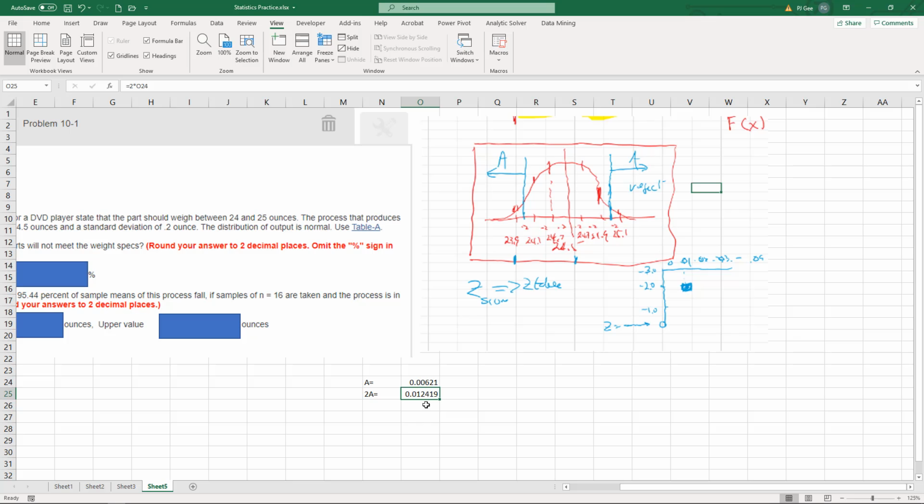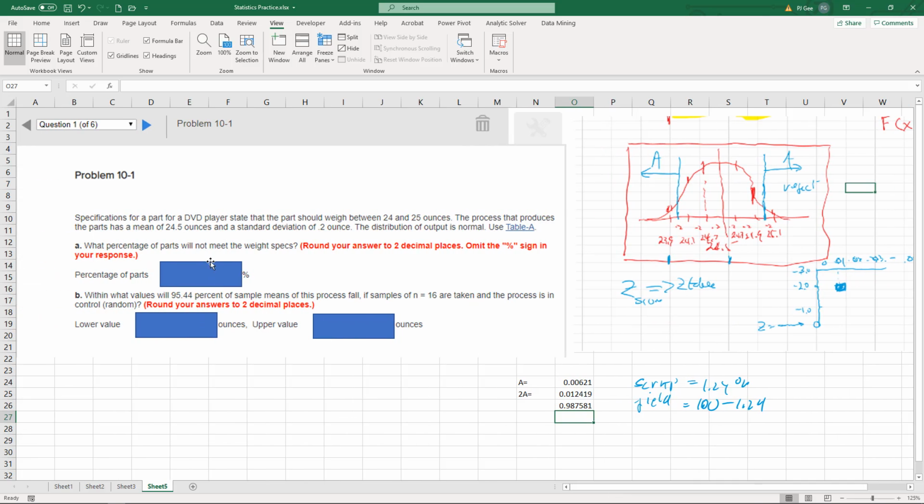So our scrap is 1.24%, and we're interested in yield. What's the yield? It's going to be 100% minus that. Yield equals 100 minus 1.24, but we'll use the precision that Excel gives us, which is 1 minus that, and so we have a 98.75% yield.